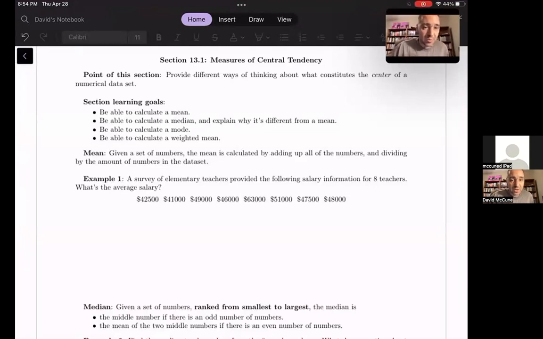Okay, so what's the point of this section? The point of this section is to talk about how you measure the center of a numerical data set. This section involves terminology that most of you have heard and probably know already. But the terminology is mean, median, mode, and weighted mean. So those are the things we're going to cover that you should be able to do by the end of this video. So just a brief overview.